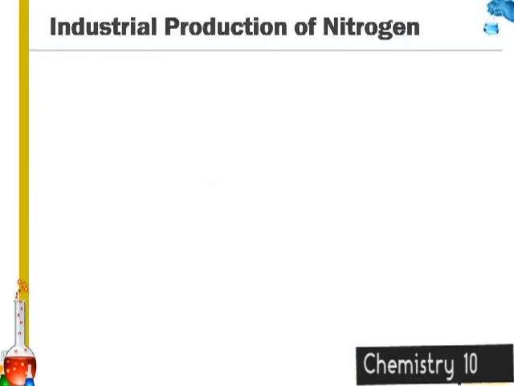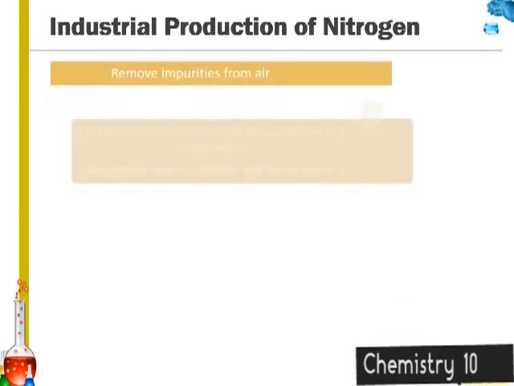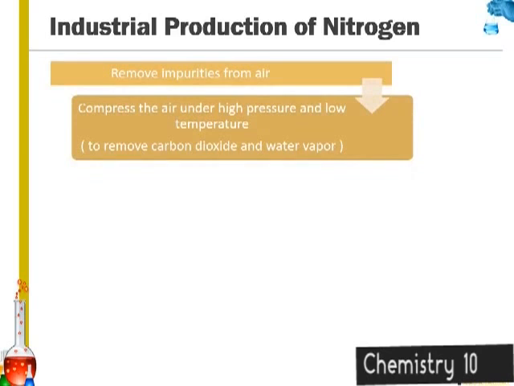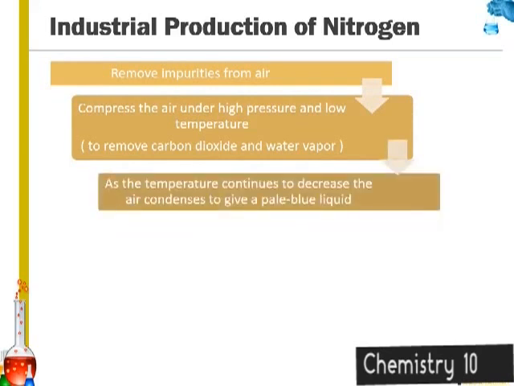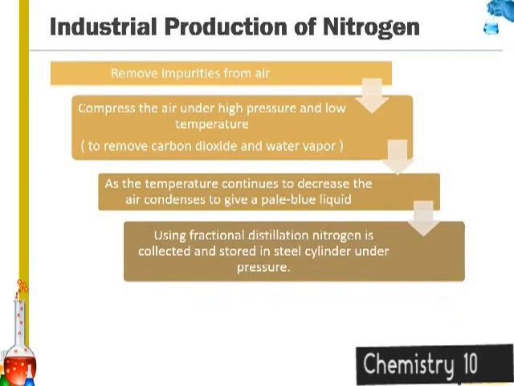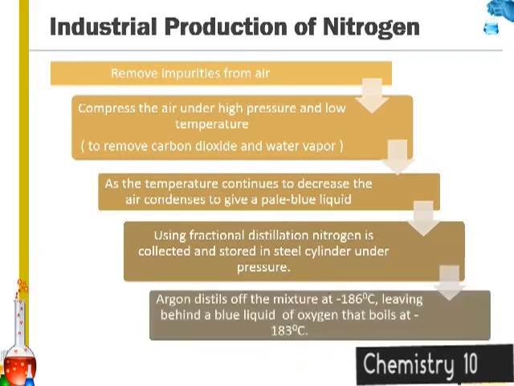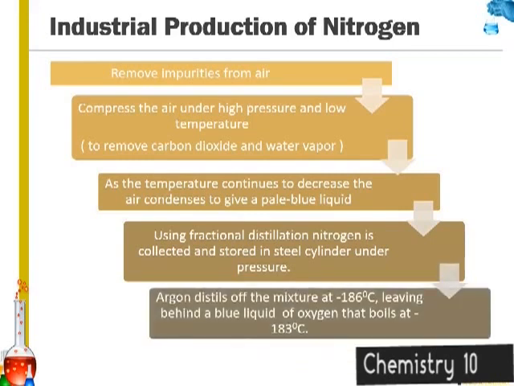In order to produce elemental nitrogen at an industrial scale, we must remove impurities from air. In order to do this, compressed air is put under high pressure at low temperature. This removes carbon dioxide and water vapor. As the temperature continues to decrease, the air condenses to give a pale blue liquid. Using fractional distillation, nitrogen is collected and stored in steel cylinders under pressure. Argon distills off the mixture at -186 degrees Celsius, leaving behind a blue liquid of oxygen that boils at -183 degrees Celsius.